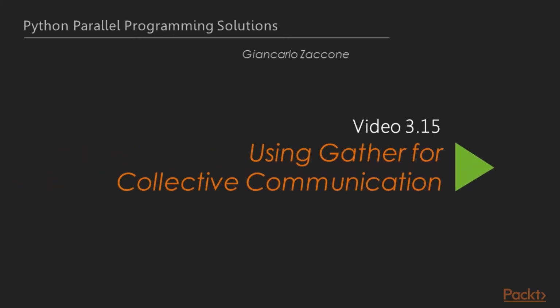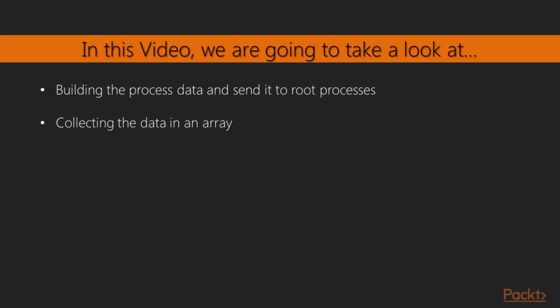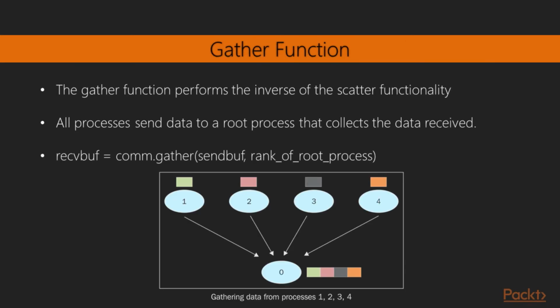In the previous video, we saw how to carry out collective communication using scatter. In this video, using gather for collective communication, we'll build the process data and send it to root processes. We'll then collect the data in an array. The gather function performs the inverse of the scatter functionality. In this case, all processes send data to a root process that collects the data received.